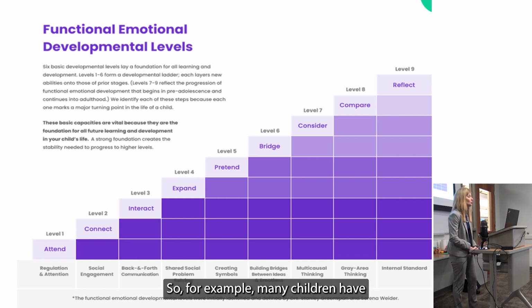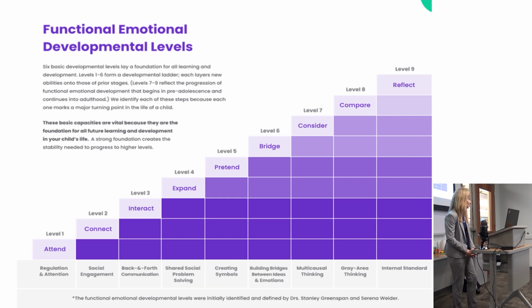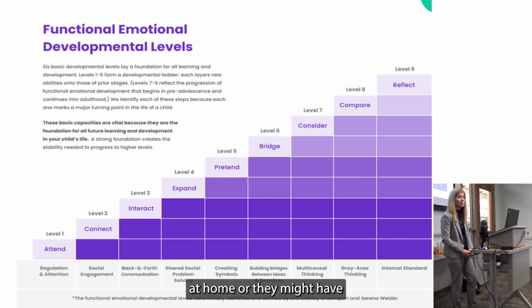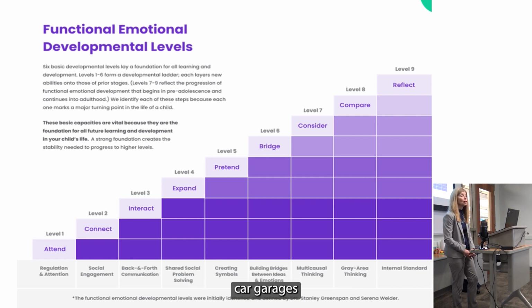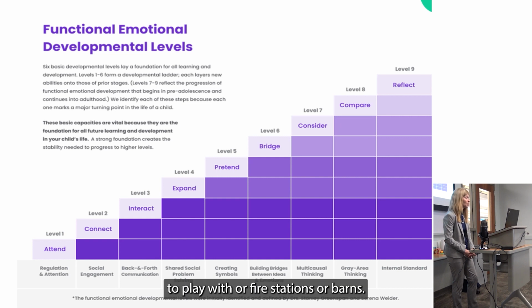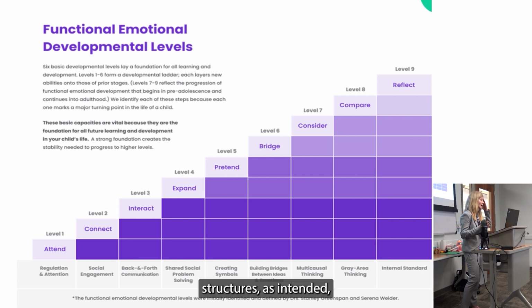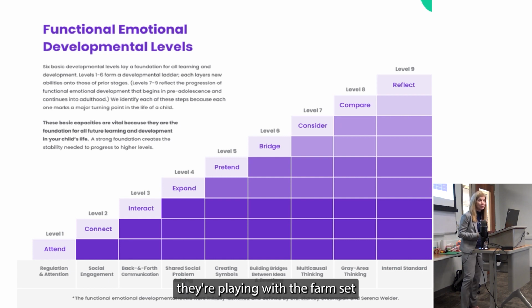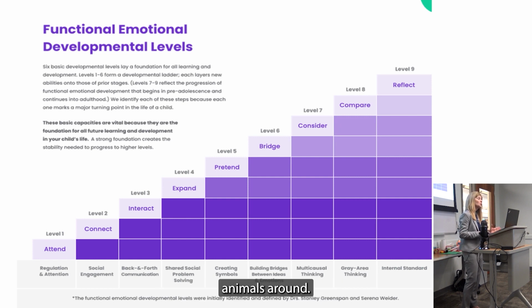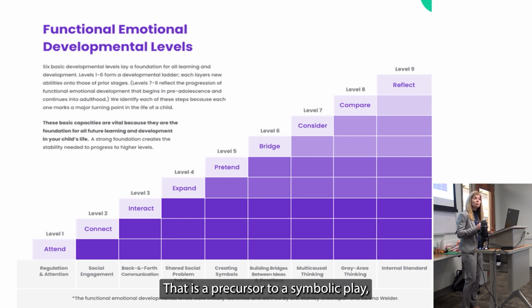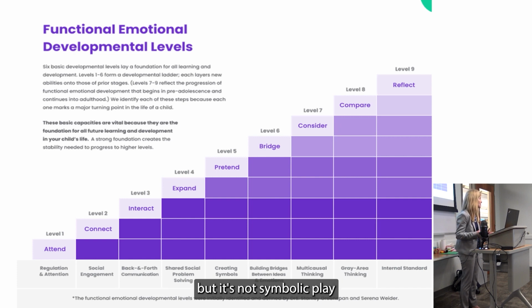So, for example, many children have kitchen sets at home, or they might have car garages, fire stations or barns to play with. So if a child is playing with those structures as intended, so if they're playing with a farm set and they're moving the different farm animals around, that is a precursor to symbolic play, but it's not symbolic play because they're using the objects as intended.